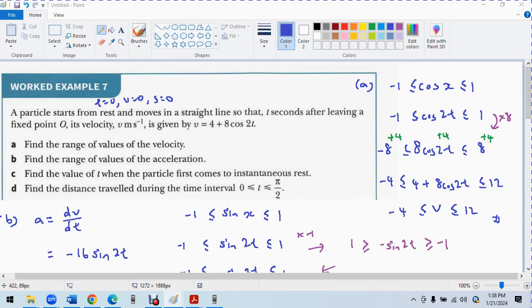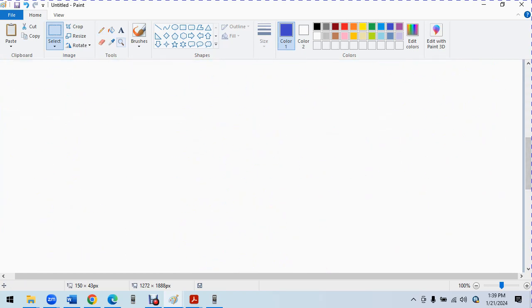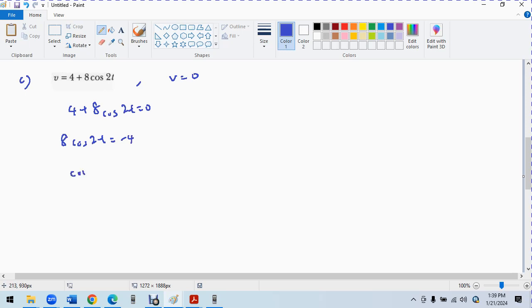Next, we need to find the value of t when the particle first comes to instantaneous rest. That is, the velocity equals 0. So we set v equal to 0: 4 plus 8 cos 2t equals 0. 8 cos 2t equals -4, so cos 2t equals negative half, which is -4 over 8.